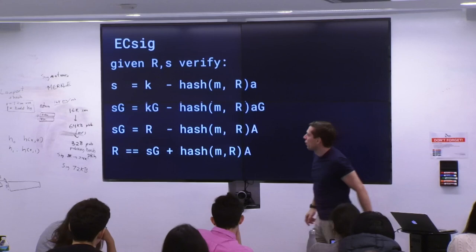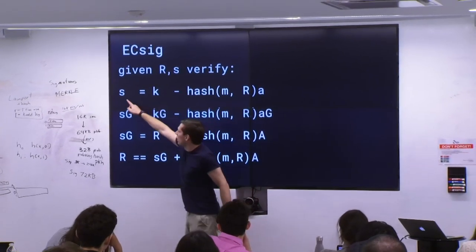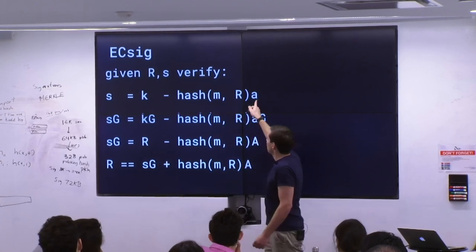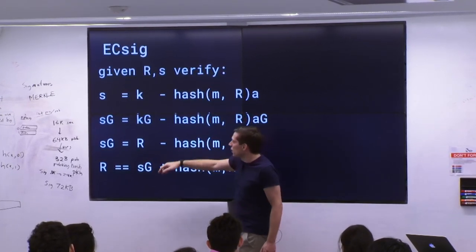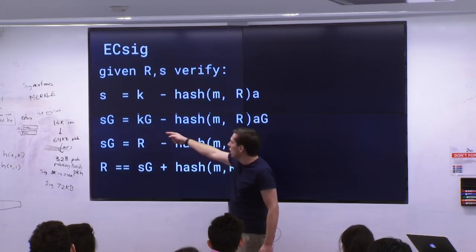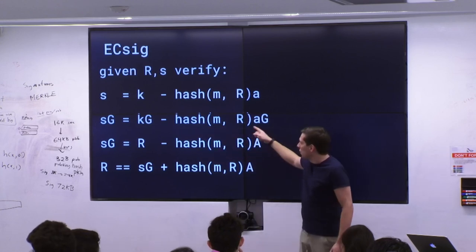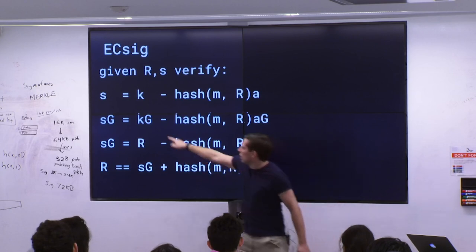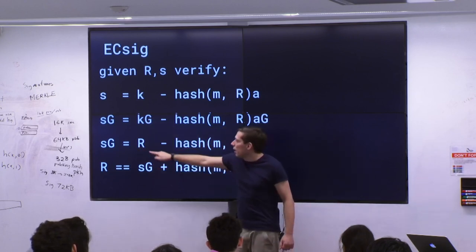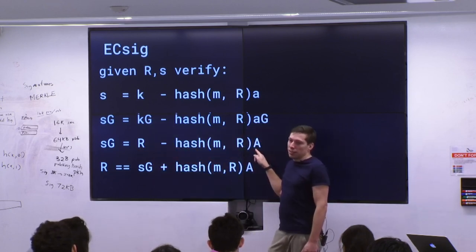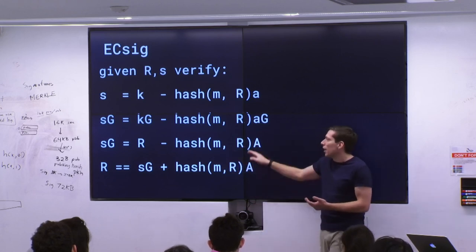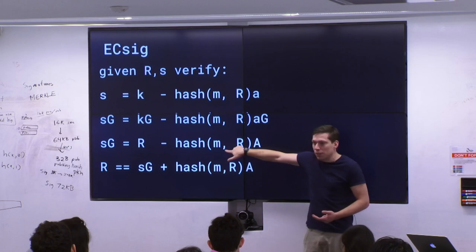So yeah, I want to verify that this equation was used, right? S equals k minus this hash times little a. Multiply both sides by G, and I get s times G equals k times G minus the hash thing times little a times G. This is big A. This is R. Now I know everything here as the verifier, right? I know what s times G is. I know what R is. I know what big A is. I know what's going into this hash function.